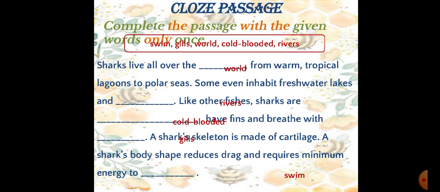If you are not able to do it like this, you can follow an example. First of all, read the passage. Then look at the words: are they matching? If they're matching, write them. If they're not matching, then concentrate on them and make some usage.